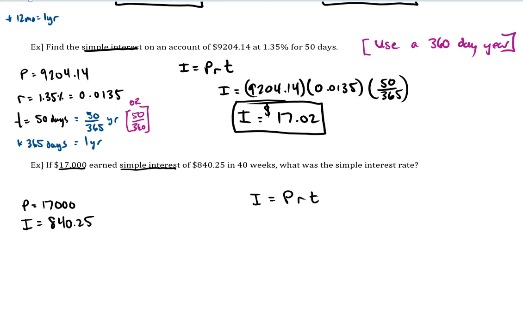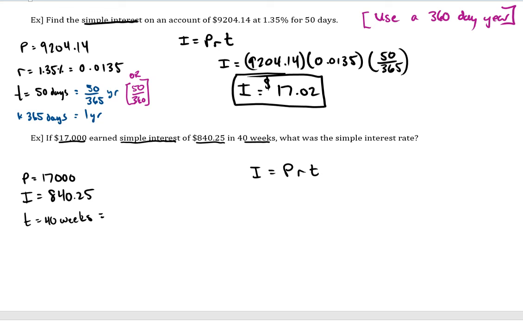$840.25 in 40 weeks. So that's our time. So we've got all these, just kind of underlining it. So that's our time. It's in weeks. Well, just like before, it needs to be converted into years. This is where we would say, we know 52 weeks is equal to 1 year. And so just like before, we'll just take the 40, whatever the amount of weeks they give us, and divide by 52. So 40 over 52, that would be the number of weeks converted into years.